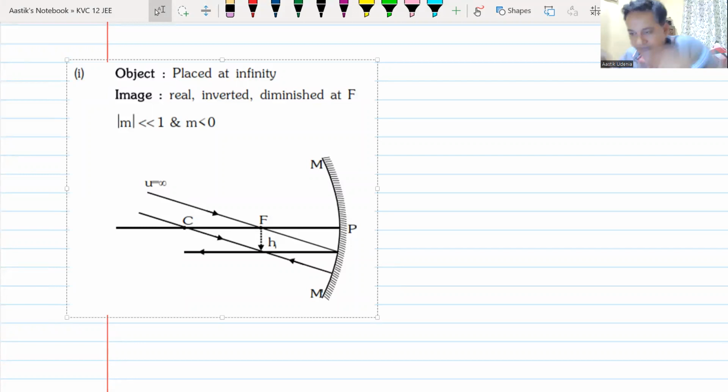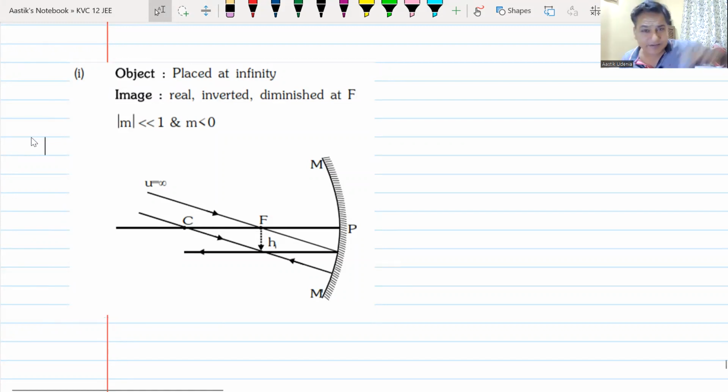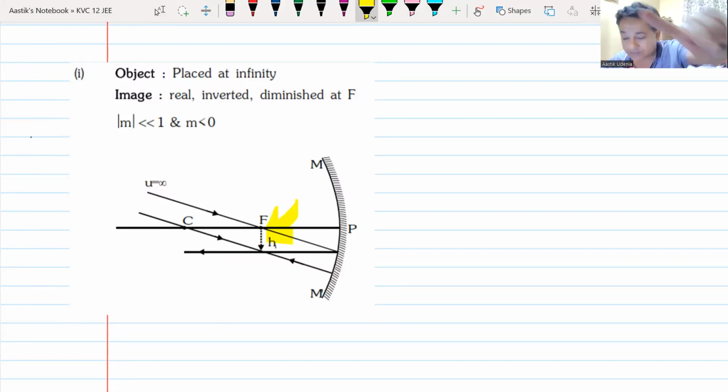Then comes the diagram, sir. This is the diagram. Object is at infinity. Here, what the diagram shows is that rays are not parallel to the principal axis. If the rays are parallel to the principal axis, they will get focused at the focus. But if they are not parallel to the principal axis, you will have the image formed like this. Do we understand this? So we are understanding two things in one. Do we understand this? Yes or no, yes.